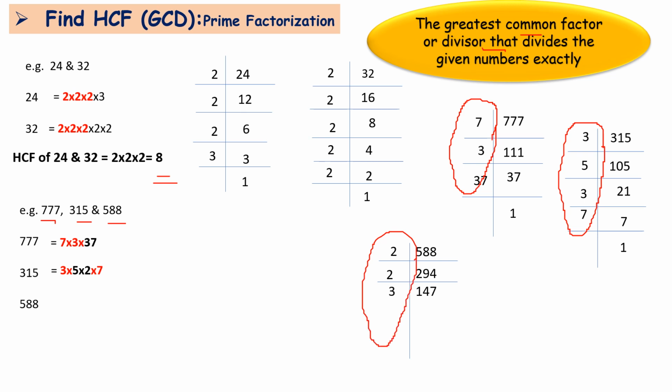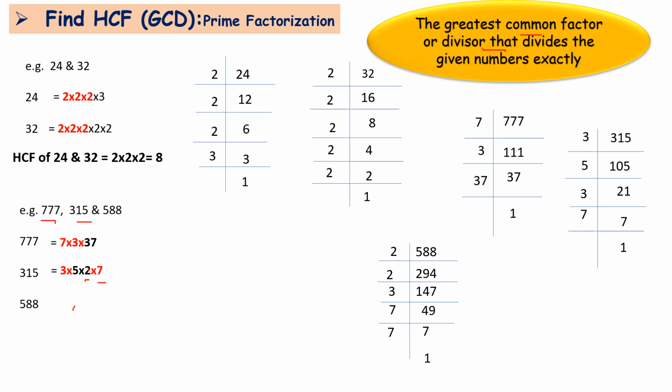Now we need to find numbers such that they are common to the given numbers. So 7 is common in all the three numbers. Also 3 is common in all the three numbers. Here 2 is common, but it is common in only two numbers. We don't have any 2 here. So when we have three numbers, we have to take care that the numbers are common to all the given numbers. Now HCF of this will be 7 into 3, that is 21.